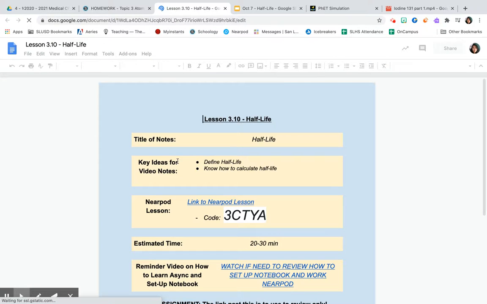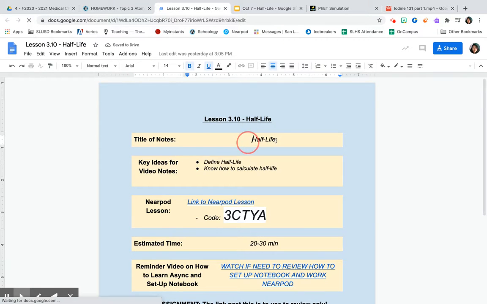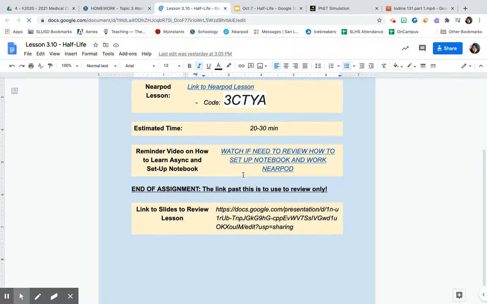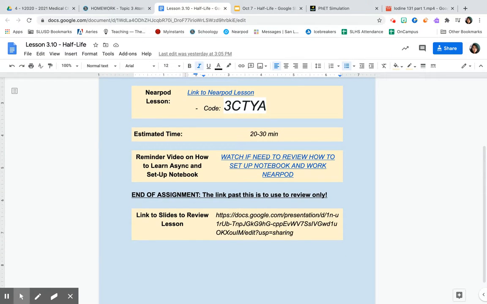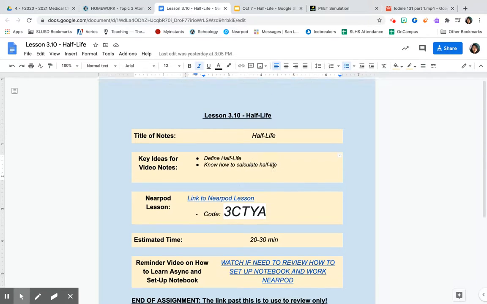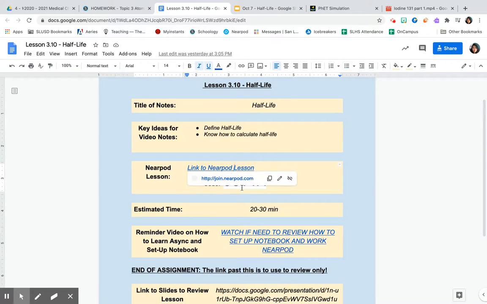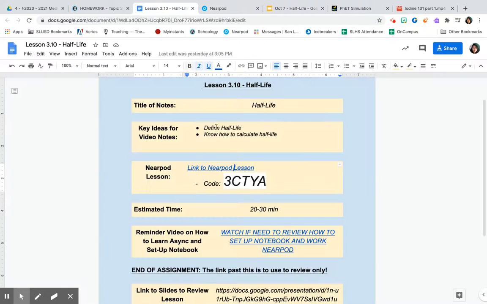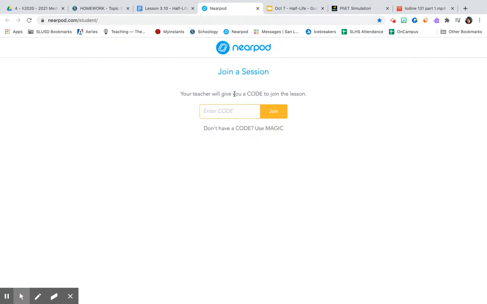If I click on this document, this is the title of my notes. These are the key ideas I need to take down in my notes. If I don't know how to set up my notebook, I linked this here, but you should have done it at the start of the quarter. Then you're going to go to your Nearpod lesson, and it's going to ask you for a code. Notice that the code is linked here.